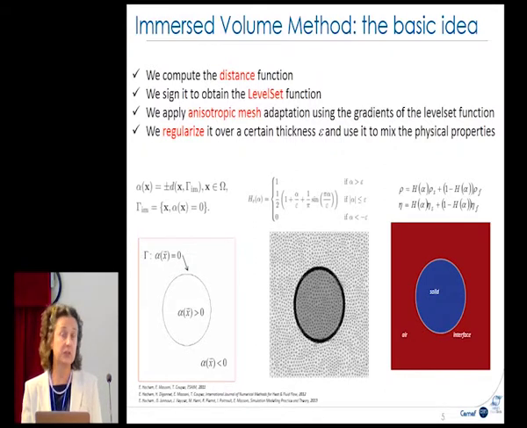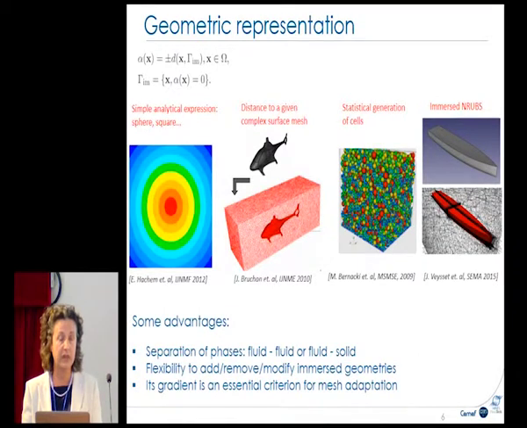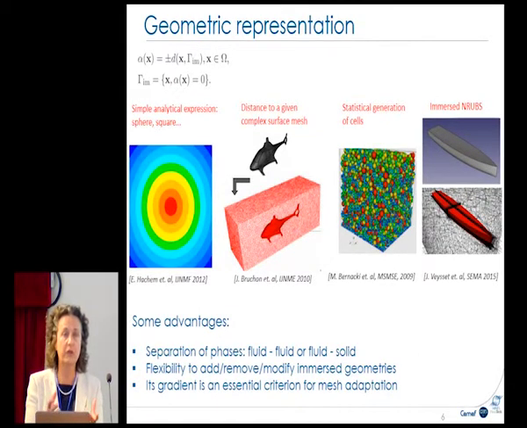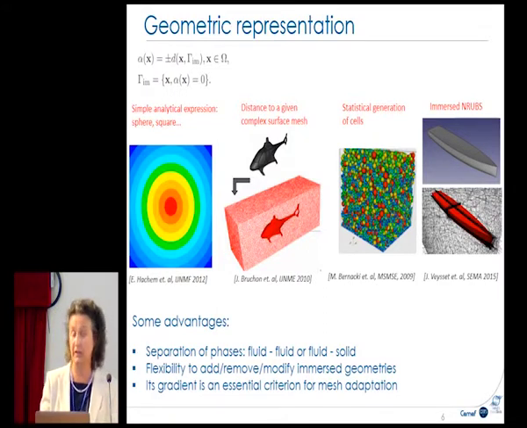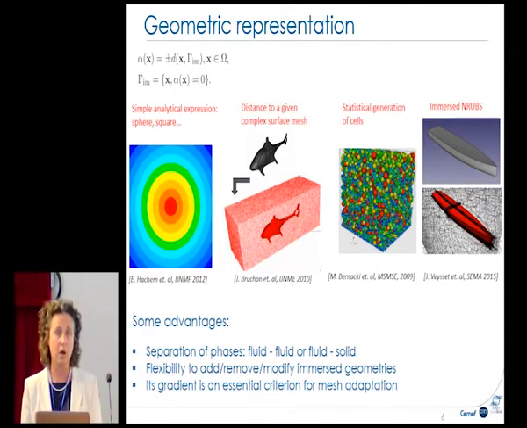For geometric representation, this is very easy, because this level set can help us to have very easy representation of squares, spheres, and so on, but also more complicated representations, computing the distance between complex surfaces. Also with some random cells, like, for example, for metallic powder, or for porous material. But also, if we have an analytical description of the interface, we can use this analytical description in order to create the level set.